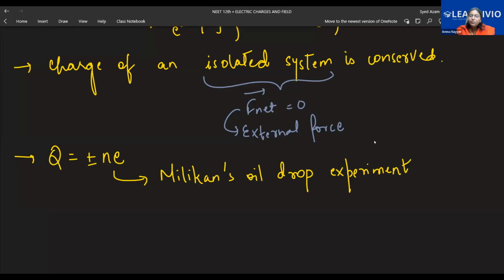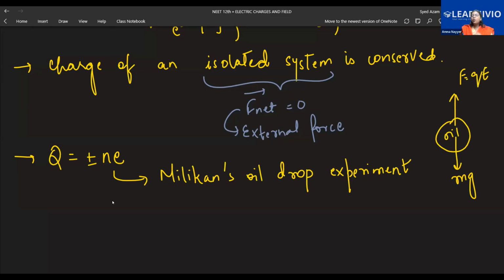Downwards mg force was acting on the oil drop, and upwards the electric force, qE, was acting. I think we discussed this question yesterday also. So this you have to remember.